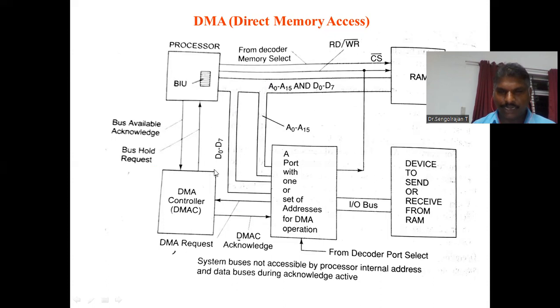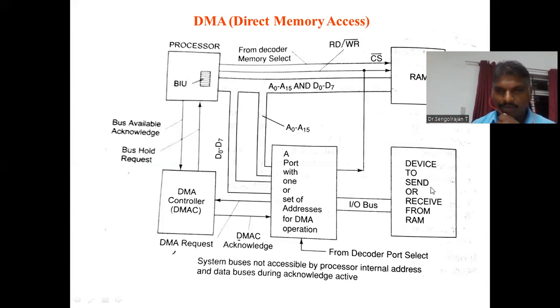This is nothing but a data bus where 8-bit data D0 to D7 will be transferred to the A port for DMA operation, as well as address lines, 16-bit A0 to A15, will be transferred through these lines. CS bar is nothing but a control signal. Then RD/WR is nothing but read write. Then this line is from a decoder for memory select. And this is the port A, where the port is selected from the decoder.